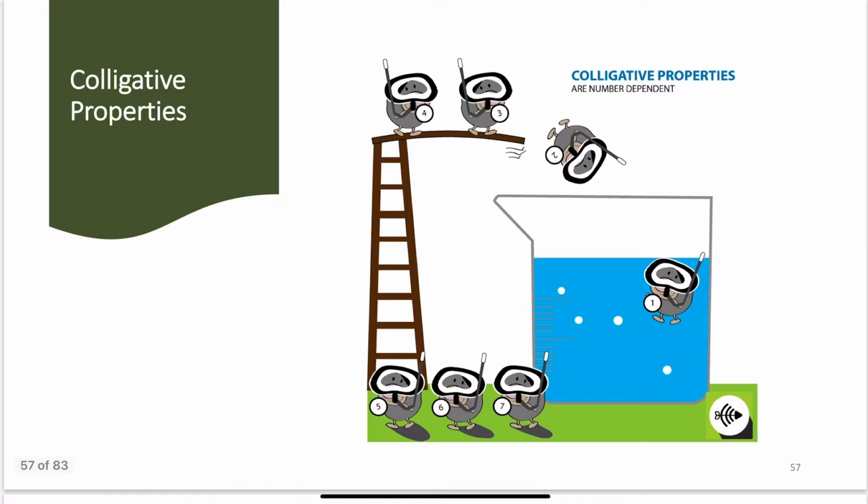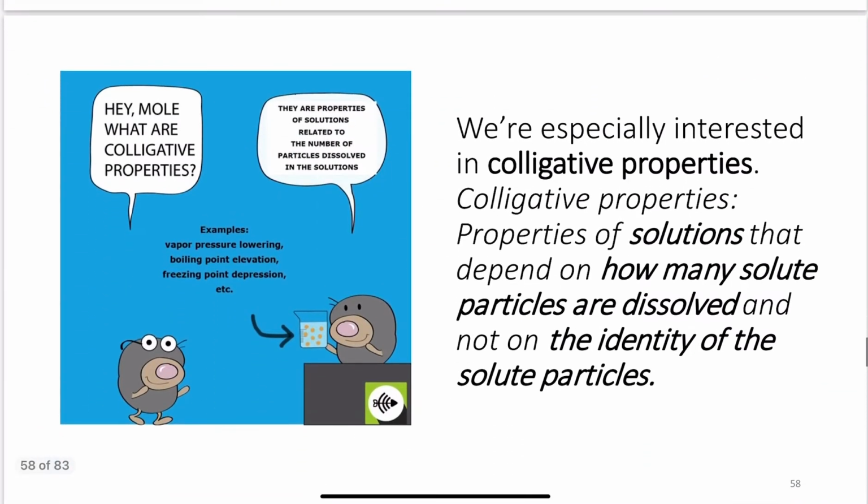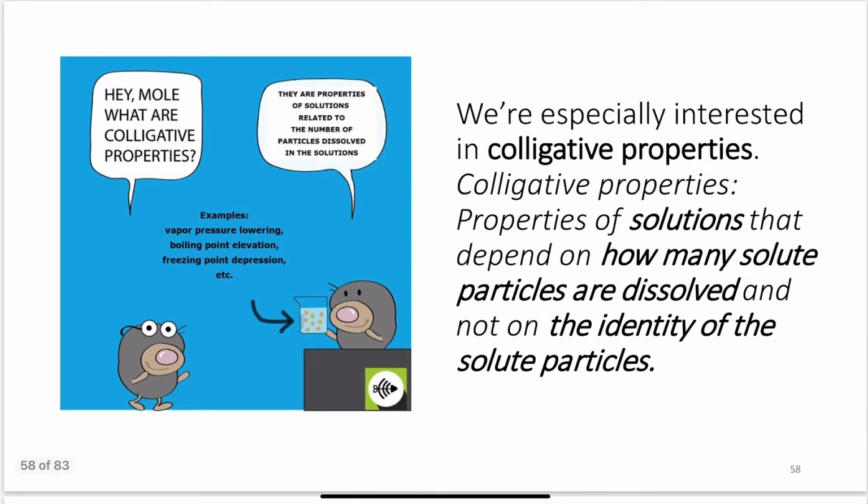Again, as a reminder, colligative properties are number dependent, not identity dependent. It depends on how many I have of something in there, not what that species is specifically. So we're especially interested in colligative properties. Colligative properties are defined as properties of solutions that depend on how many solute particles are dissolved, not the identity of the solute particles themselves.